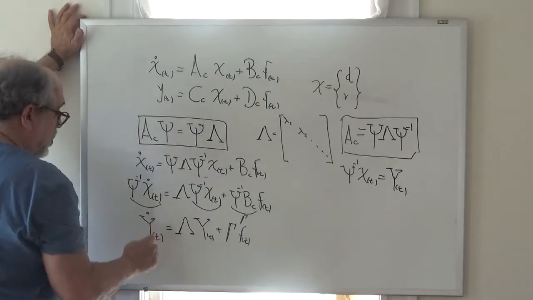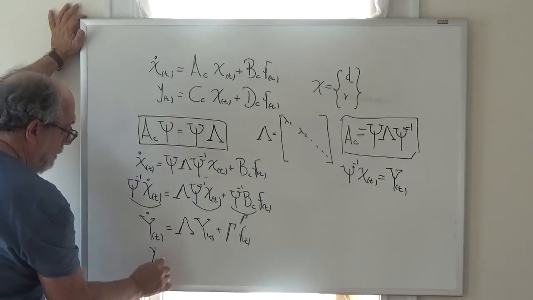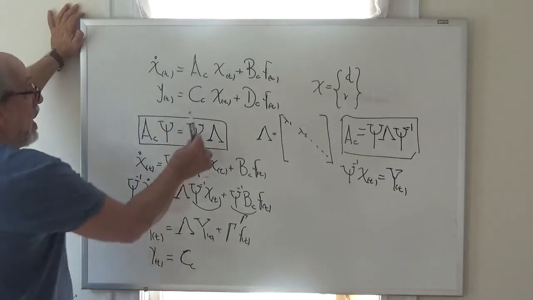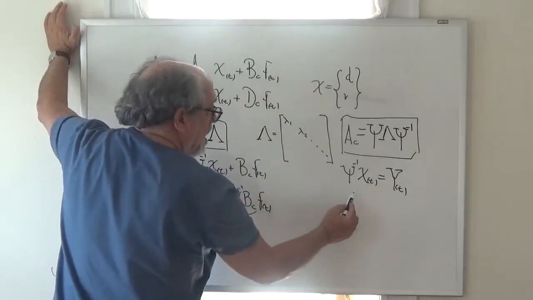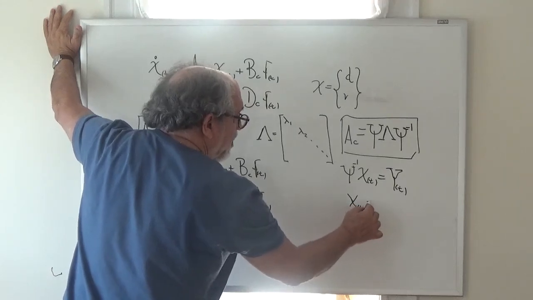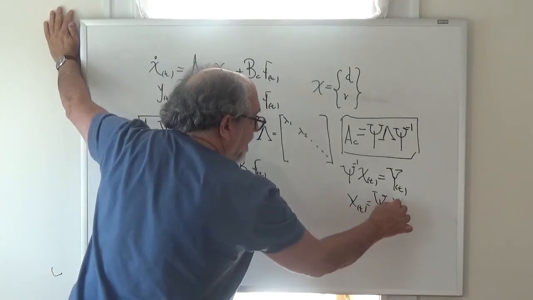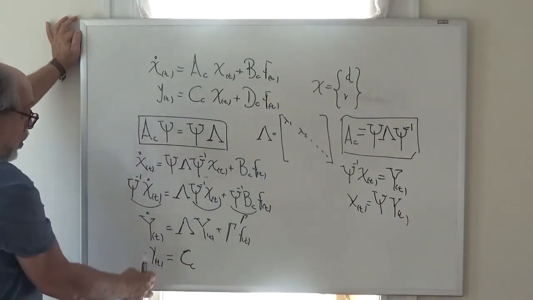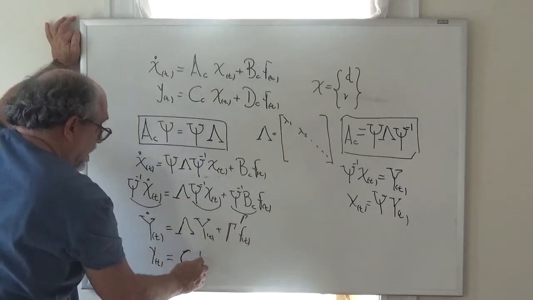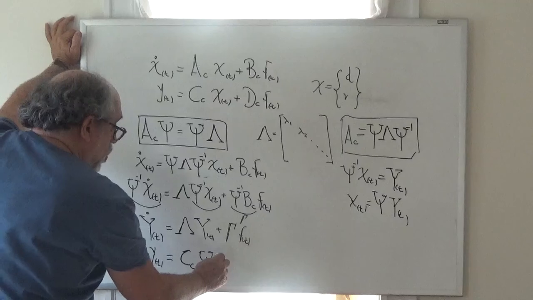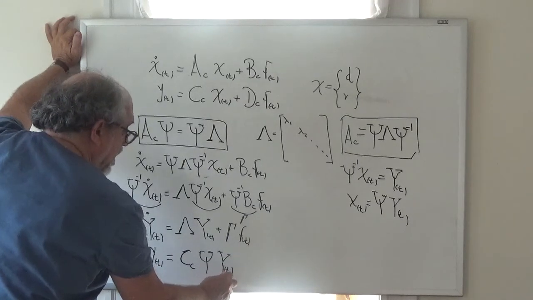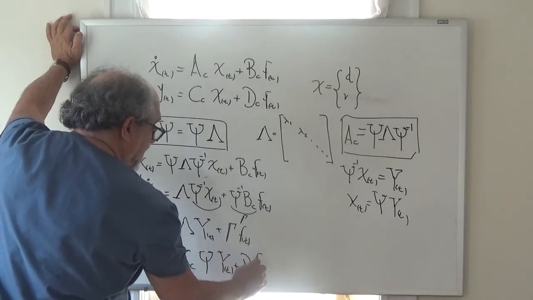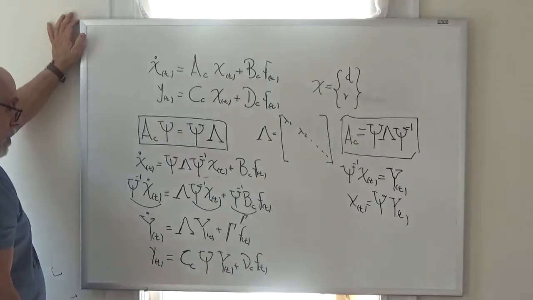Now the output equation, y(t), is C_c, right? x(t). But what is x(t)? x(t) is phi times y(t), right? Therefore, y(t), the output, is equal to C_c times phi times y(t) plus D_c times f(t). Okay.